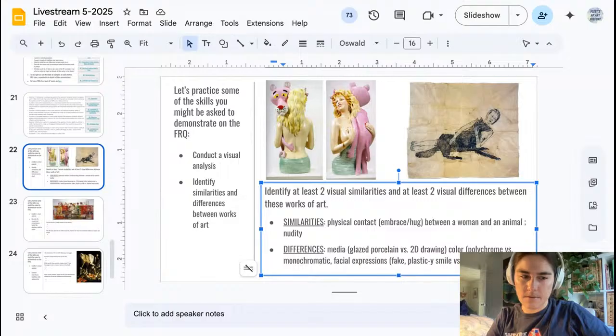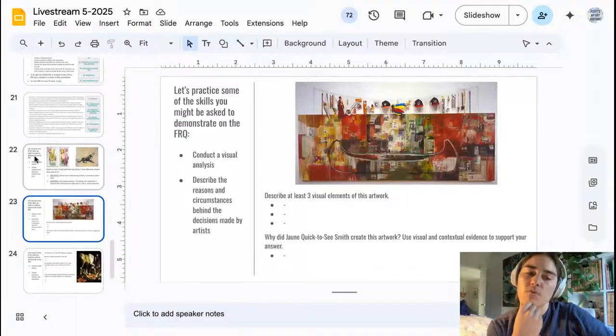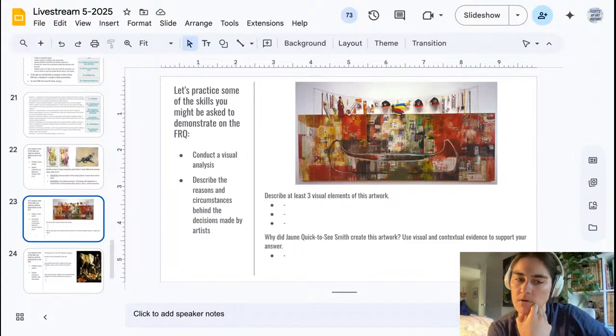Alrighty. So let's move on to our next one. So this piece right here is Trade or Gifts for Trading Land with White People. Does anybody want to start us off with at least 3 visual elements of this artwork?